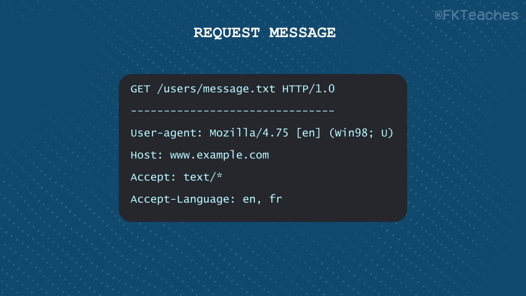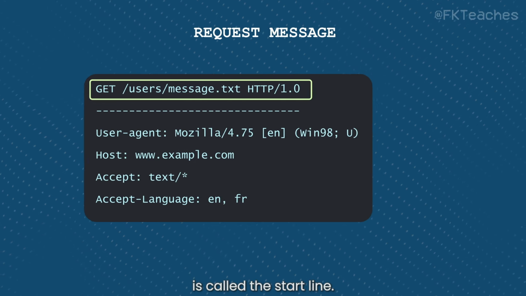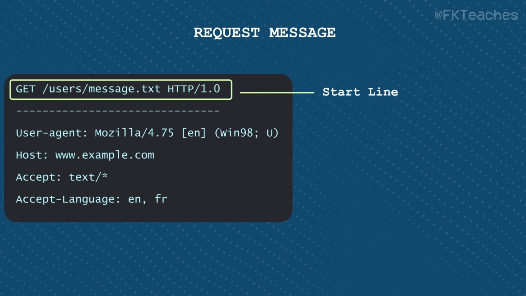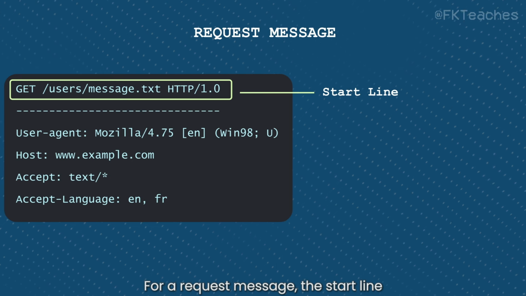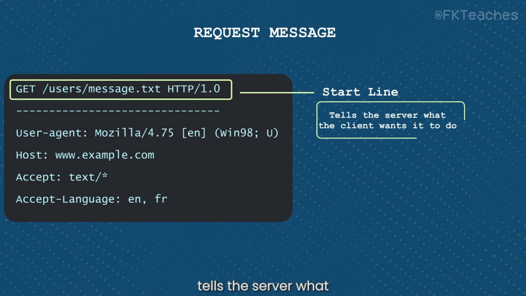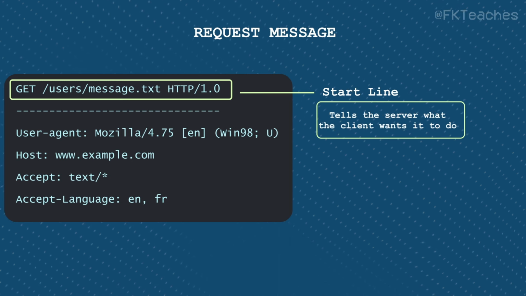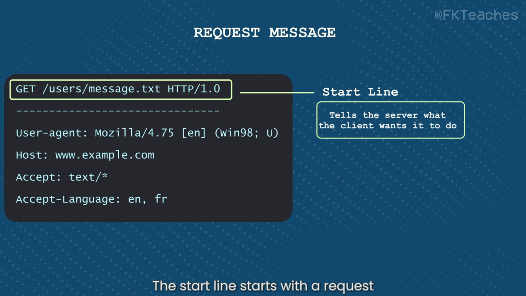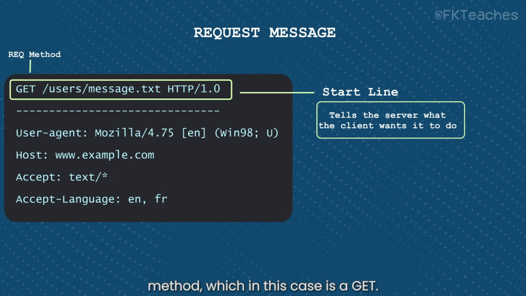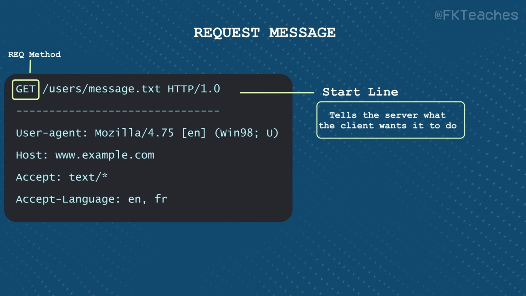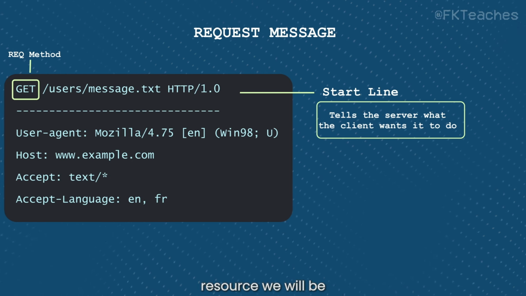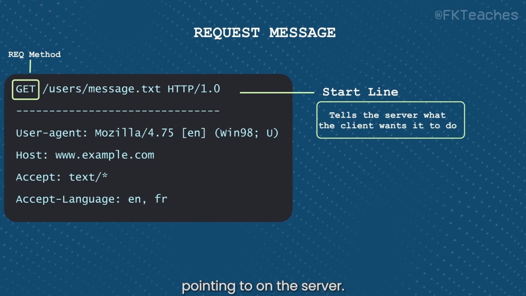Everything above the line is called the start line. For a request message, the start line tells the server what the client wants it to do. The start line starts with a request method, which in this case is a GET. This indicates that we want to get the resource we will be pointing to on the server.